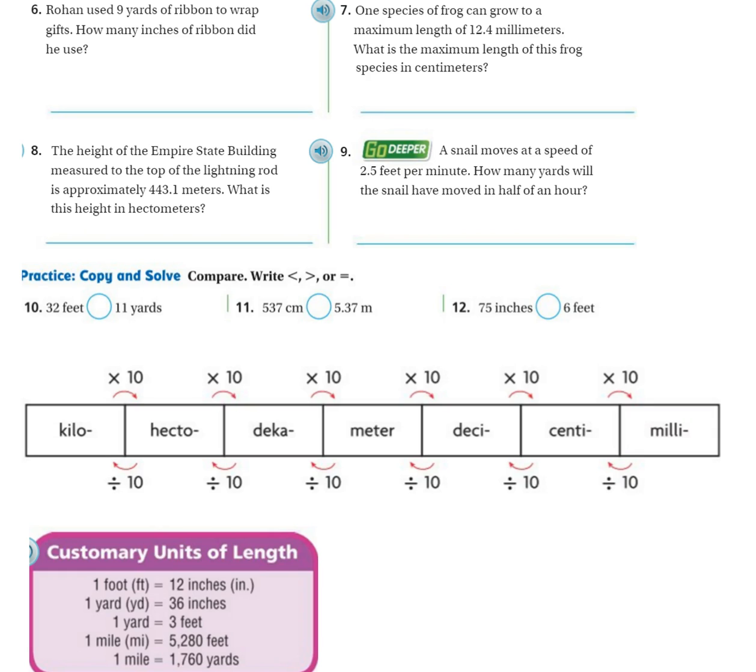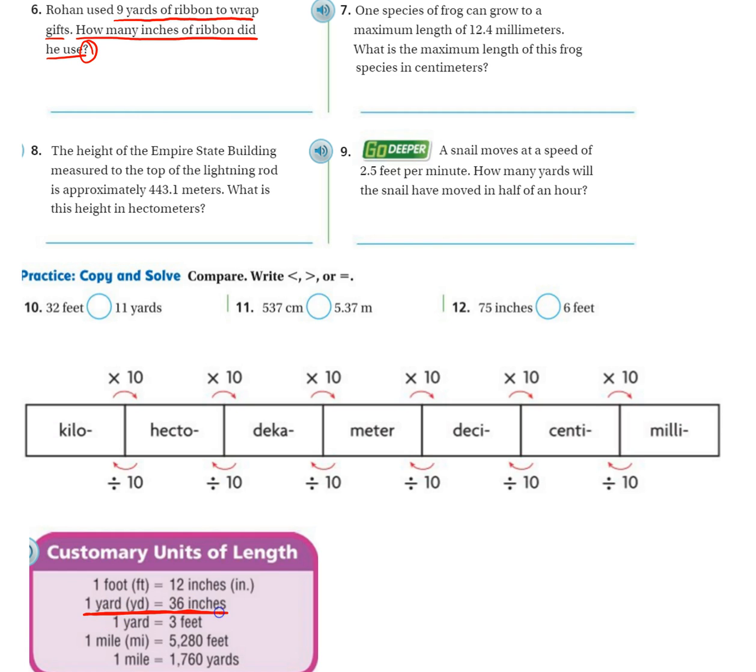All right, in this video I'm going over the bottom of page 231 in the Go Math textbook. But notice, again, I brought my two charts back because I know I'm going to be using them. They're very helpful. Okay, Rowan used 9 yards of ribbon to wrap gifts. How many inches did he use? So we're going to be using yards and inches.